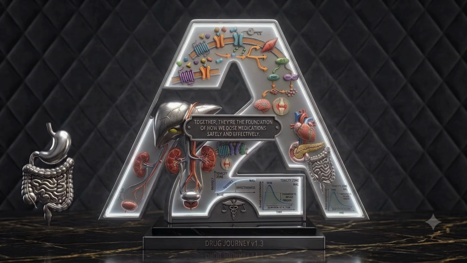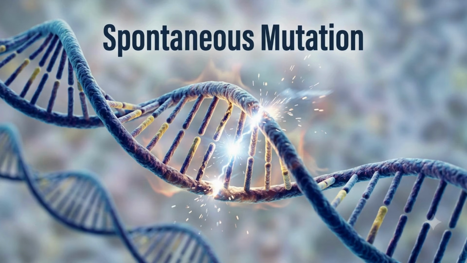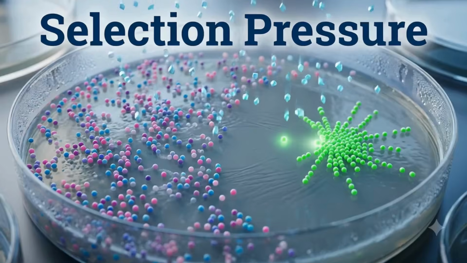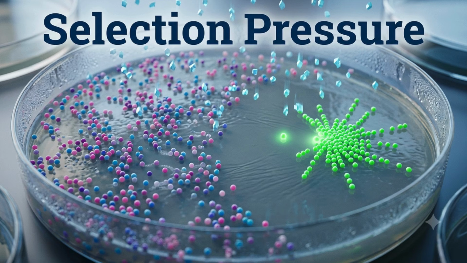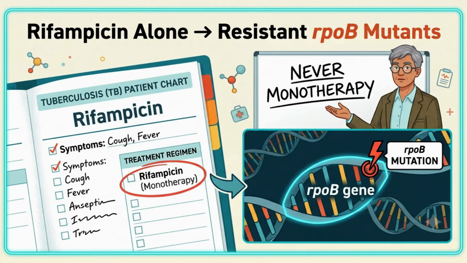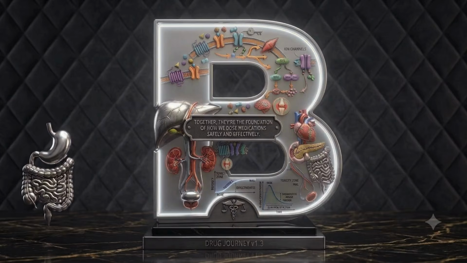A. Mutation, vertical gene transfer. Spontaneous chromosomal mutations arise at a low but definable frequency. Under antibiotic selection pressure, susceptible organisms are eliminated, while the resistant mutant is selected and allowed to proliferate. This is the principle of selective pressure, not induction. The antibiotic does not cause the mutation. It selects for a pre-existing resistant subpopulation. Example: rifampicin monotherapy in TB rapidly selects for rpoB gene mutants, which is precisely why we never use rifampicin alone.